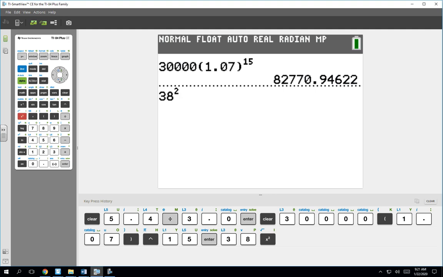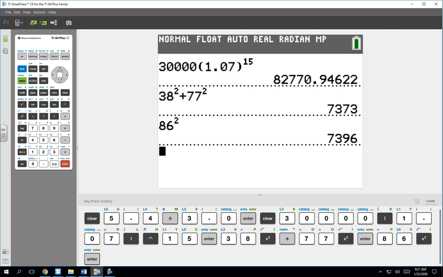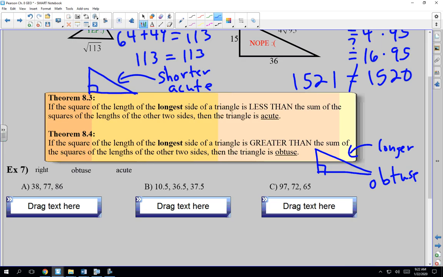38 squared plus 77 squared. That equals 7373. And then what was it? 86? 86 squared gives me 7396. So that means the longest side squared is bigger than the sum of the squares of the other two. So go back over here. So we've got this case right here where the 86 squared is bigger than. It's going to extend that out and make it longer. And so which case would this be? It should be obtuse. Okay.